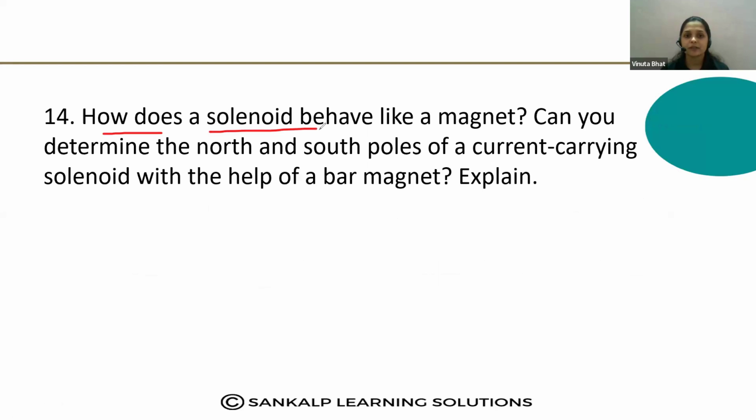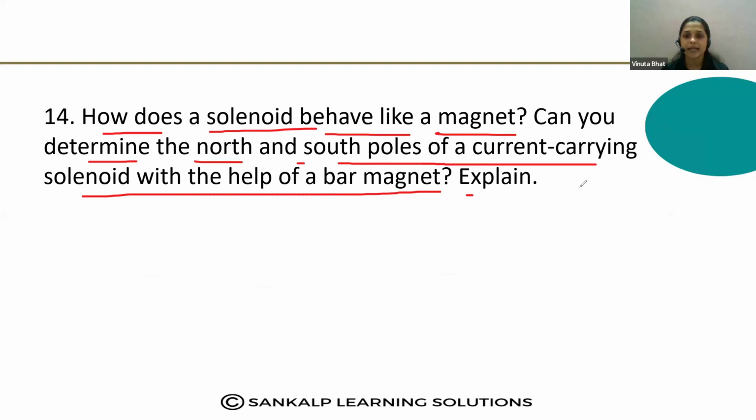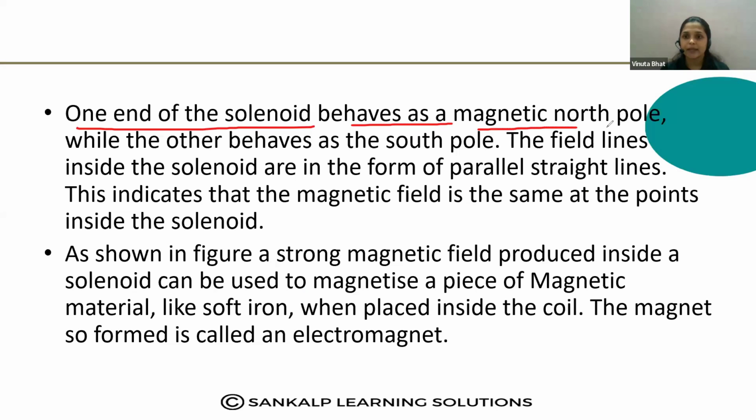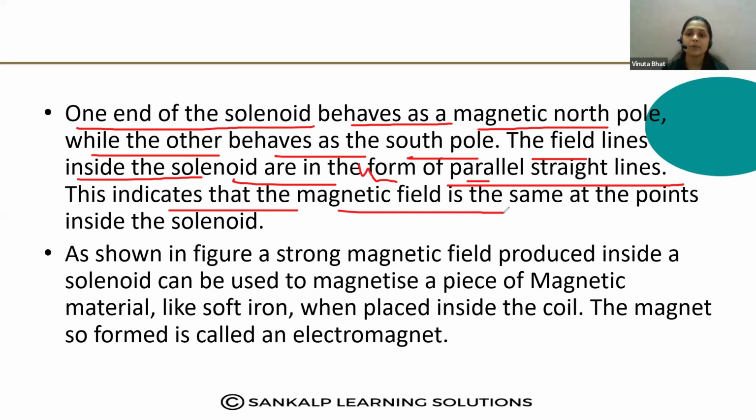How does a solenoid behave like a magnet? Determine the north pole of a solenoid with the help of a bar magnet. Explain how a solenoid behaves like a bar magnet. The first question. One end of the solenoid behaves as a magnetic north pole, while the other behaves as a south pole. The field lines inside the solenoid are uniform. They are parallel straight lines. This indicates that the magnetic field is the same at all points inside the solenoid.